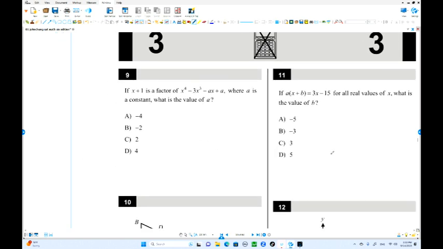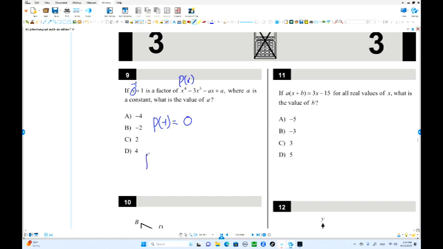Right, here is number 9. x plus 1 is a factor and a is a constant. What is the value of a? Factor means you can use the factor theorem, okay? This is p of x, so p of negative 1 must be equal to 0. Remainder is 0. That is the remainder theorem.